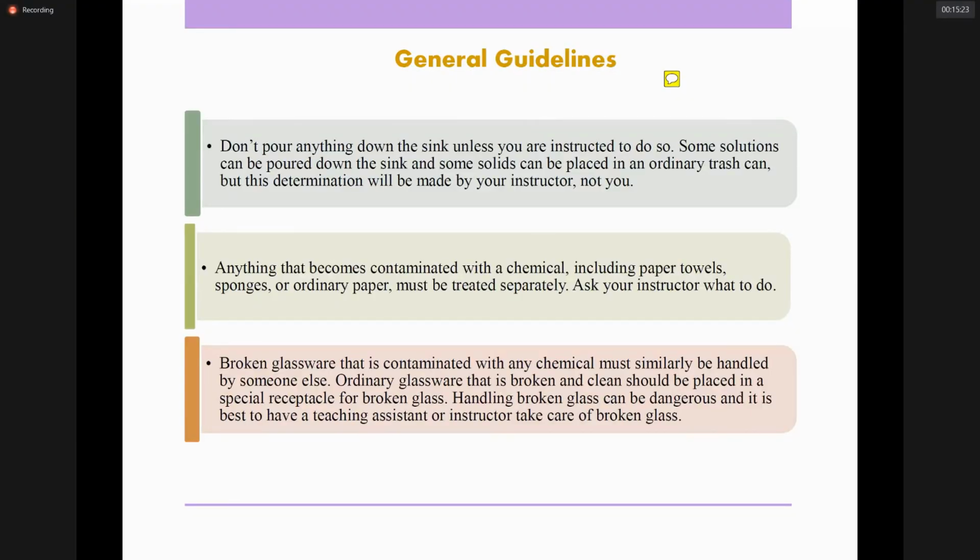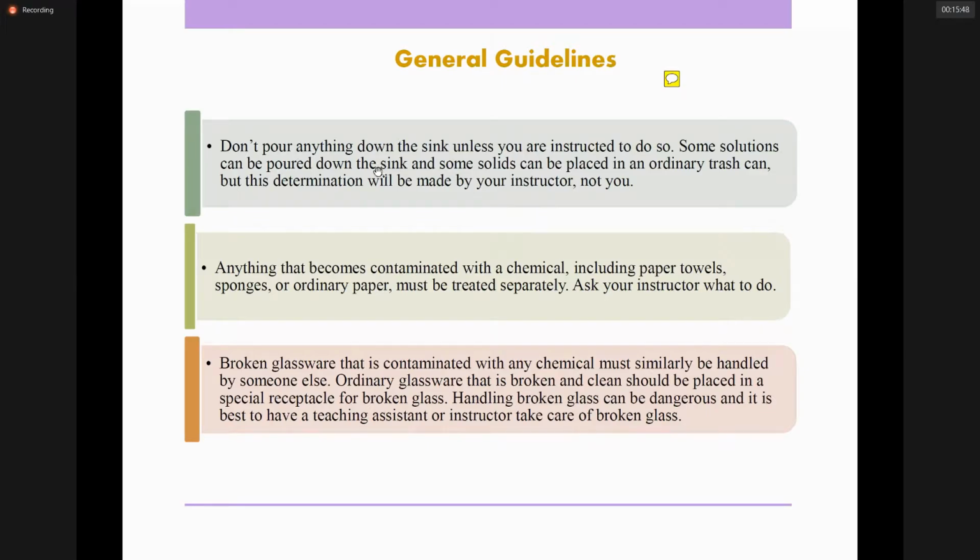Simply, we will apply this general guideline that will remind us how we can dispose of chemicals. It is repeated information. Some of these rules we discussed previously in the previous week.